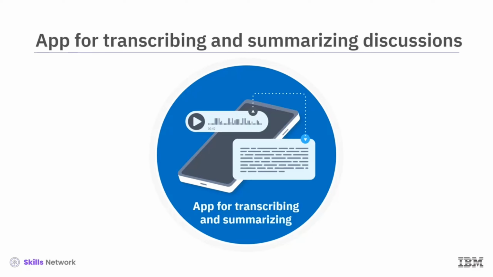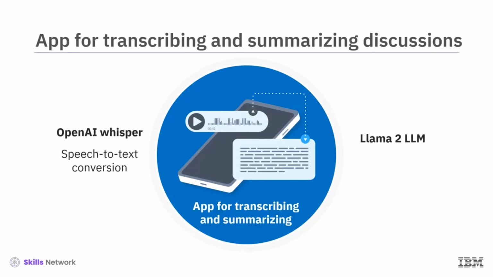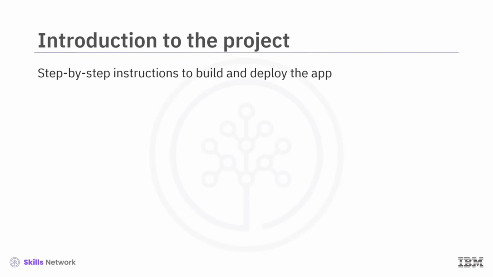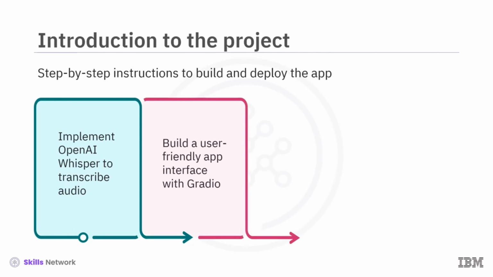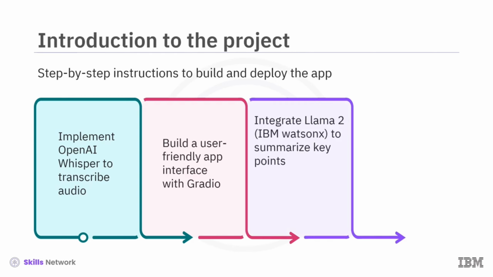You'll utilize an ASR tool called OpenAI Whisper for speech-to-text conversion and leverage Llama 2 LLM's capabilities to summarize and extract key points. Llama 2 is a robust open-source language model by Meta. The project includes step-by-step instructions on building and deploying the app in a serverless environment. First, you will implement OpenAI Whisper to transcribe audio to text using a sample audio file. Next, you build an intuitive and user-friendly interface for the app using Hugging Face Gradio. Further, you will integrate the Llama 2 LLM hosted by IBM Watson X to summarize the transcribed audio effectively.